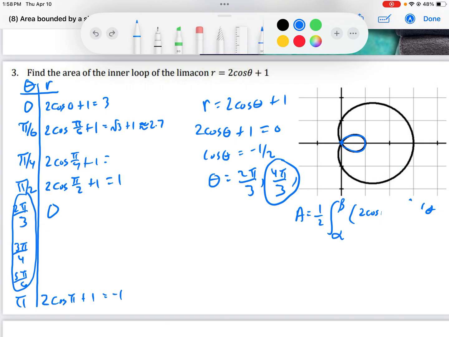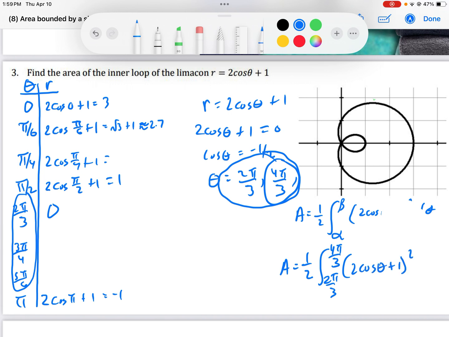So my limits of integration are going to be these thetas right here when r is 0. Because we know as it goes, it starts at 0, and then at 2 pi over 3, it's right there. Then at pi, it's right there. And then back to 4 pi over 3, it's there. And then it would continue on to 2 pi. All right, so my limits of integration, that's the tricky part again. The area is equal to 1/2 the integral from 2 pi over 3 to 4 pi over 3 of the radius, 2 cosine of theta plus 1, squared, d theta. Plug that into my calculator and I get 0.544.